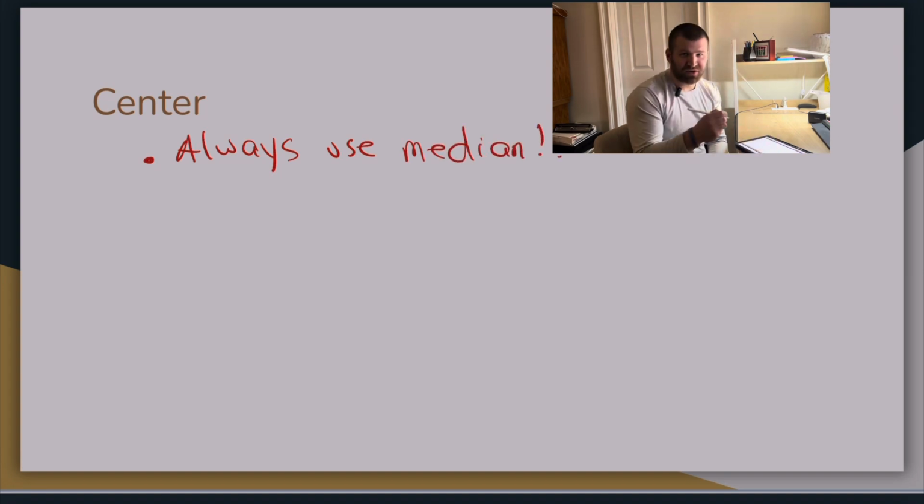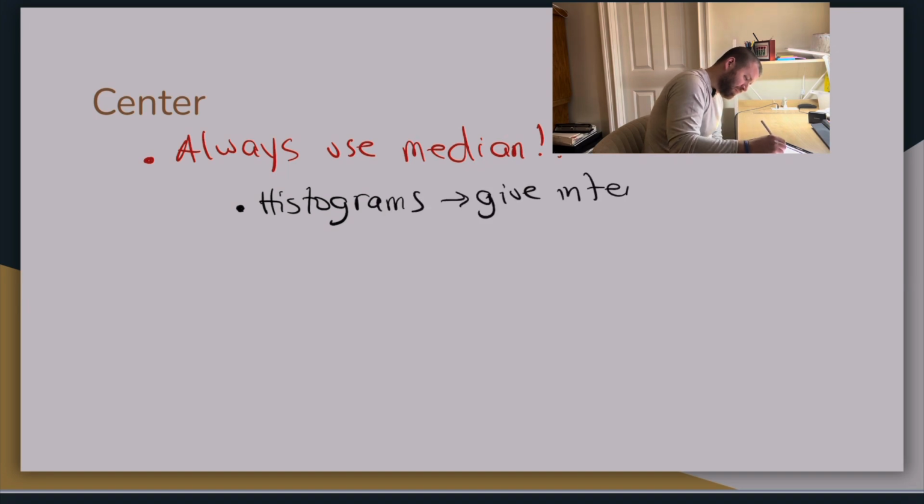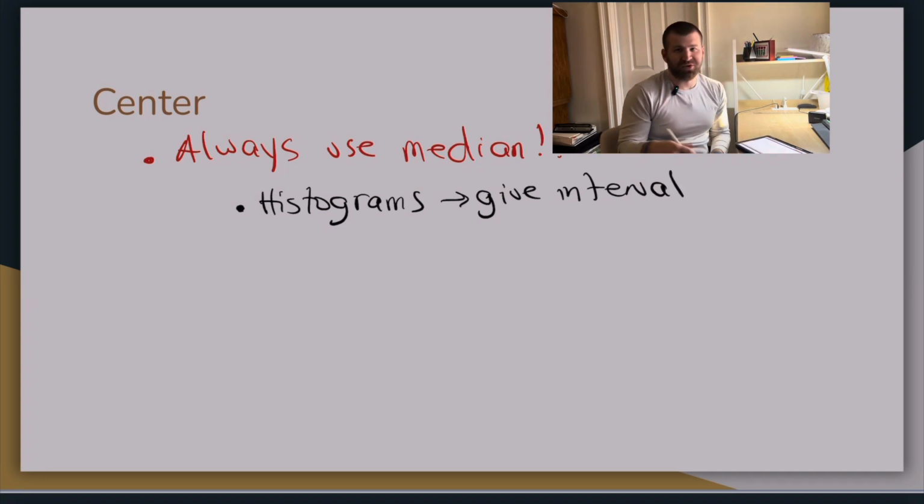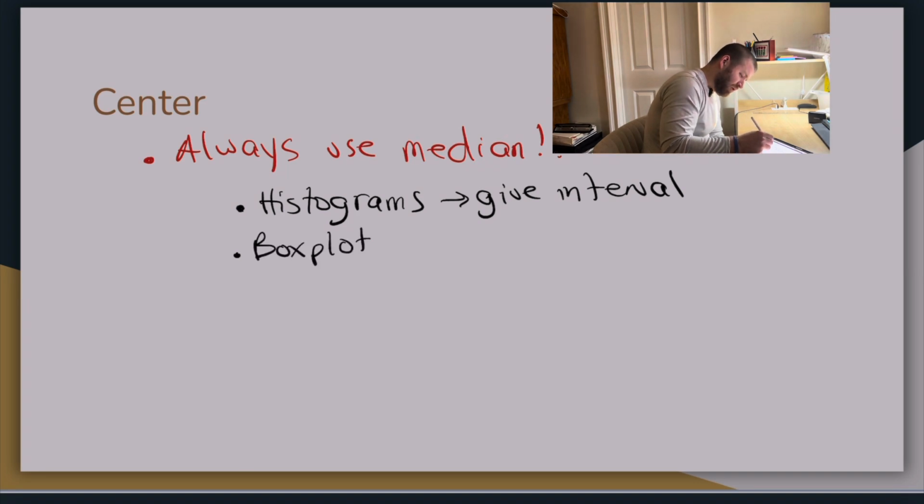I cannot stress that enough. Your only difference here is that with histograms, you're going to give the interval. For example, you would say something like the median appears to be between $5 and $7.50 and give the interval that it's in. Versus with a box plot, you can give the value or give the approximate value.